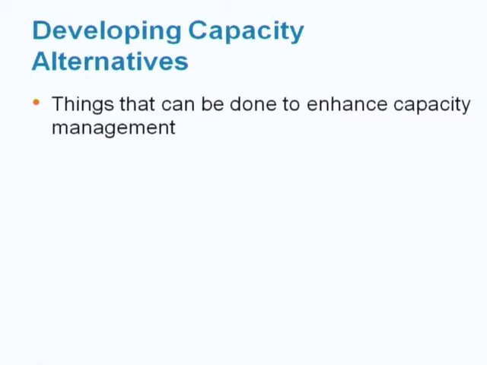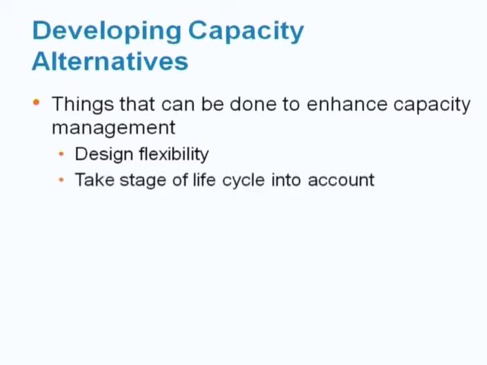The next one shows the developing capacity alternatives. There are many things that can be done to enhance capacity management. The first one, you have to make the design flexible. Another one, you have to take the stage of the life cycle into account, which means you have to focus on the life cycle.